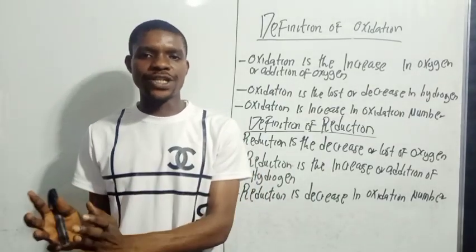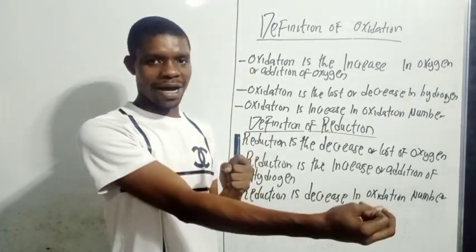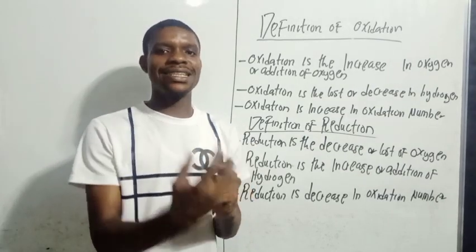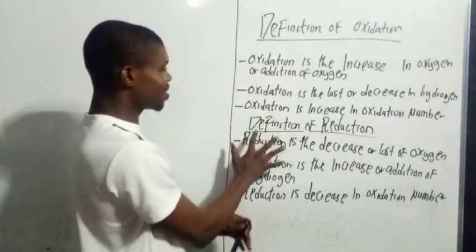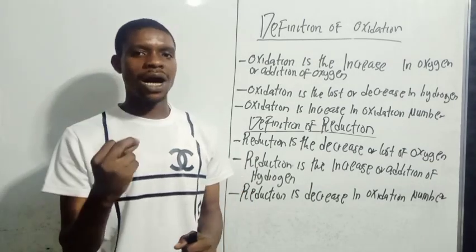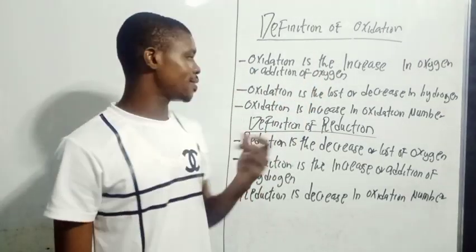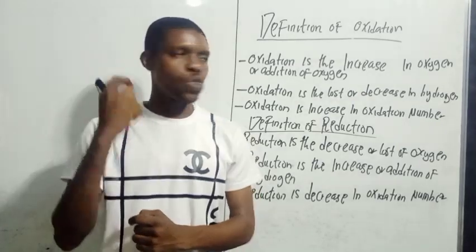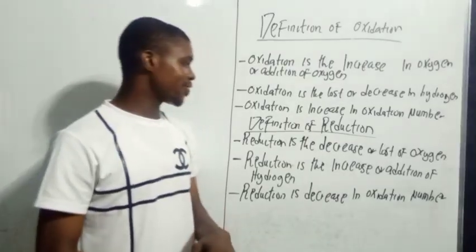So when you see a species that gains oxidation number or increases the oxidation number, I'm going to explain that to you. Any species that has an increase in oxidation number is said to undergo oxidation. So you want to take note of these three main things because this is how you identify oxidation. One is addition of oxygen or increase in oxygen. Two is decrease in hydrogen. Three is increase in oxidation number. That is oxidation.